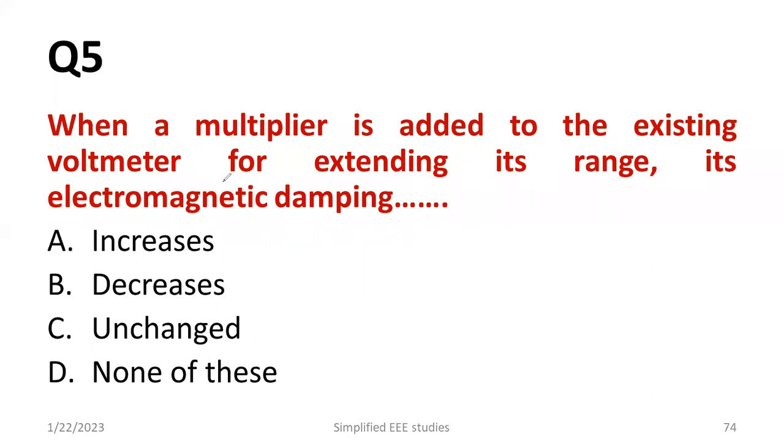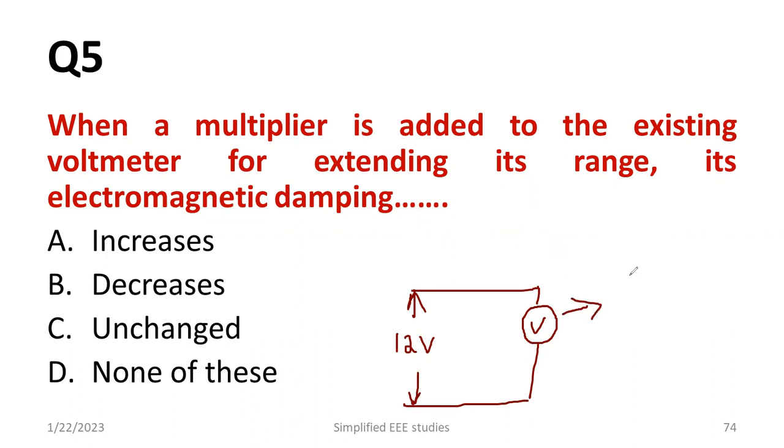When a multiplier is added to the existing voltmeter for extending its range, its electromagnetic damping. Okay, so suppose I have a voltmeter, and there is a supply. My requirement is to measure 12 volt. But unfortunately, the voltmeter can measure only up to 8 volt. What can I do? I can extend the range. How can I extend the range?